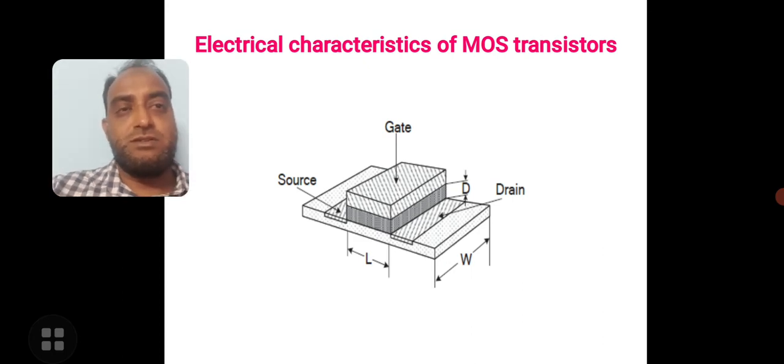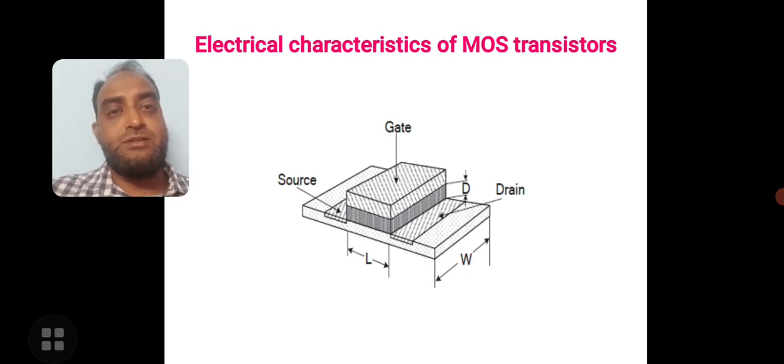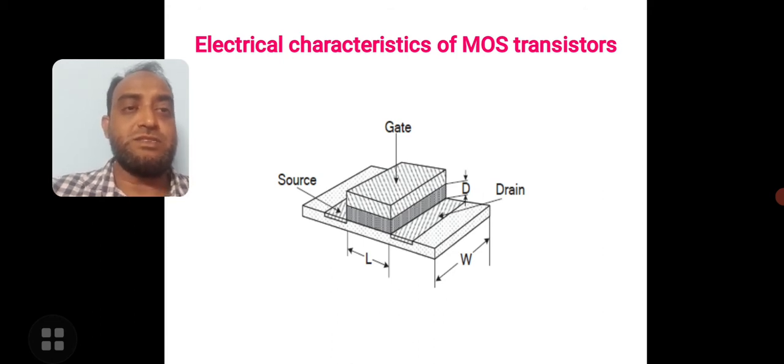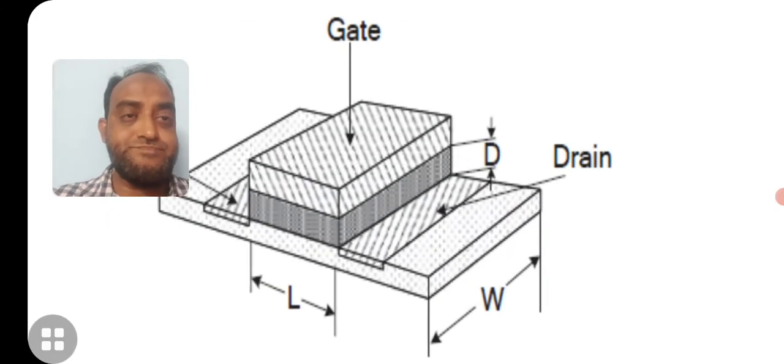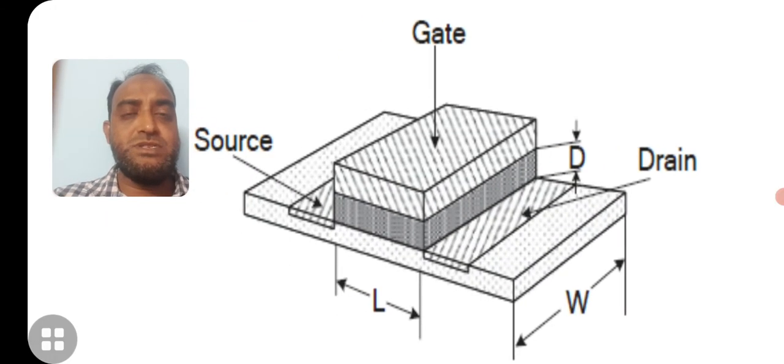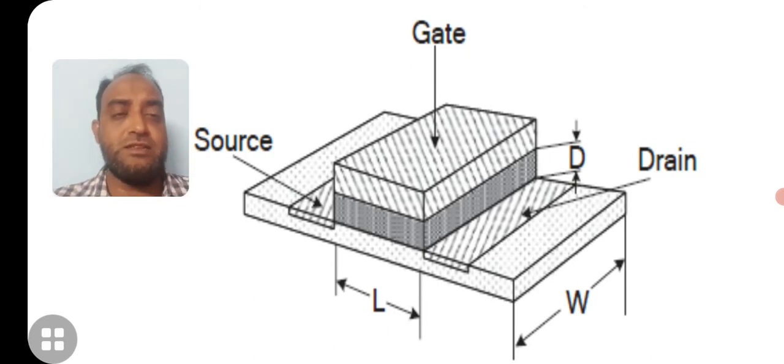In this lecture, I give you the electrical characteristics of MOS transistors. You can see the three-dimensional view of a MOS transistor here in this diagram.